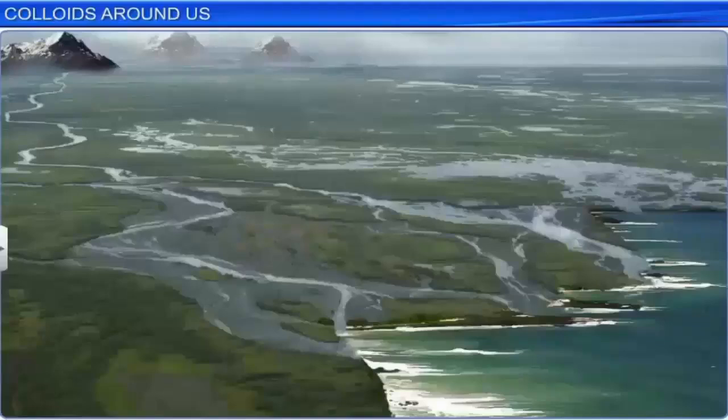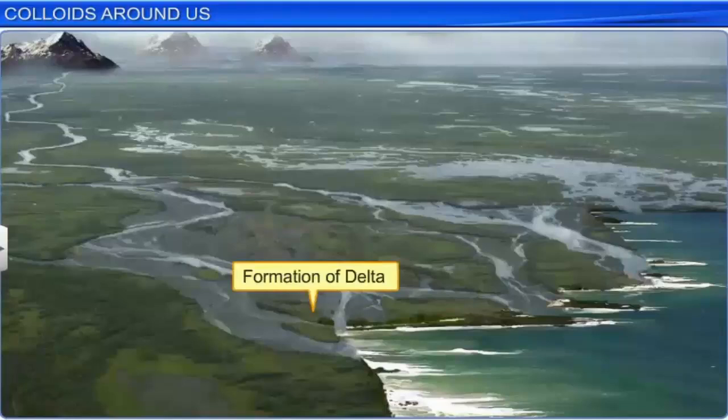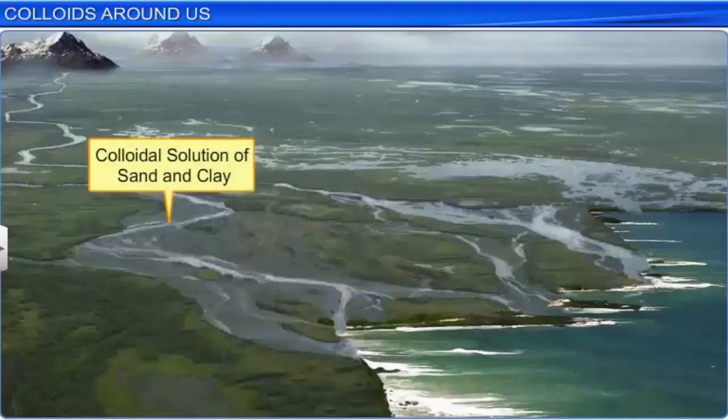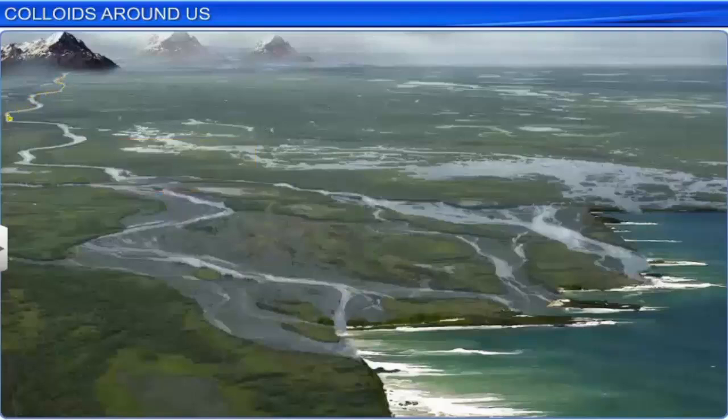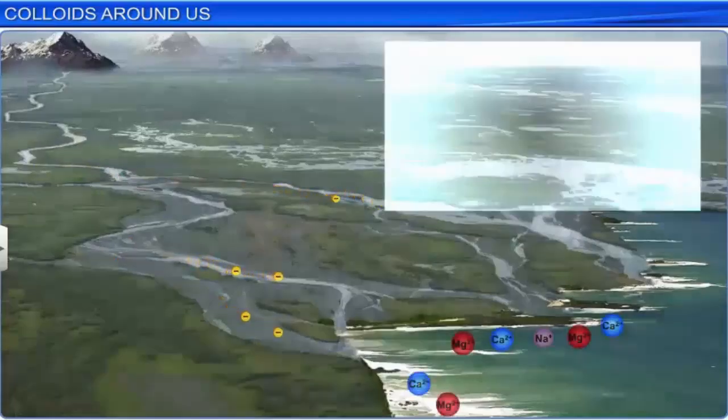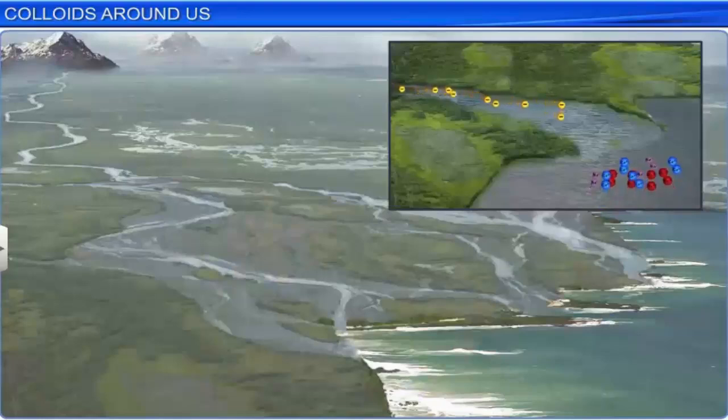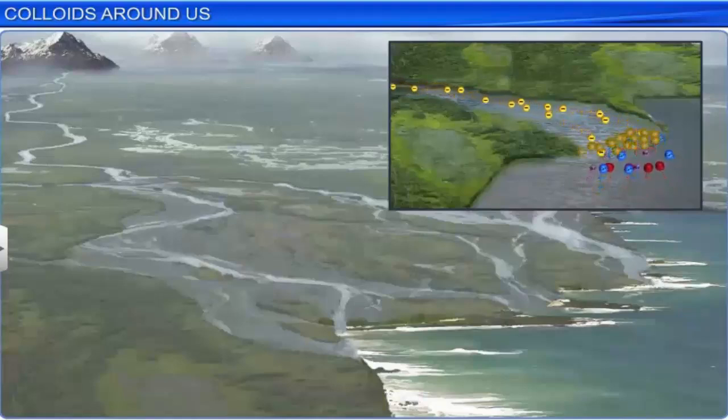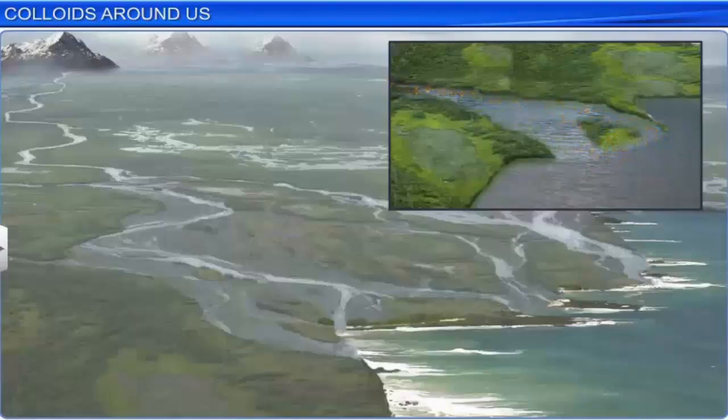Another interesting example is the formation of a delta at the mouth of a river, when it meets the sea. River water is a colloidal solution of sand and clay, which carry a negative charge. Seawater contains a number of electrolytes of sodium, magnesium, and calcium. When river water comes in contact with seawater, the positively charged ions of the electrolytes coagulate the negatively charged colloidal particles, which settle down. The level of the riverbed rises, forcing the stream of water to split. This happens again and again, and over time the river takes the shape of a delta.